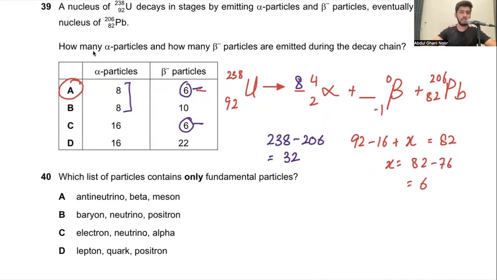And the last question says, which list of particles contains only fundamental particles? Antineutrino, fundamental. Beta, fundamental. Meson, not a fundamental particle. Baryon, not a fundamental particle. Neutrino, positron, fundamental particles. Electron, fundamental. Neutrino, fundamental. Alpha, not a fundamental particle. Lepton, fundamental particle. Quark is a fundamental particle. Positron, which is a lepton, is a fundamental particle. So the answer in this case is D.